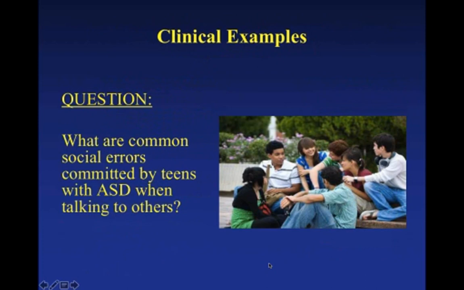So I'm going to give you some clinical examples here through video, but to get started, we want to think about what are some common social errors committed by teens with autism spectrum disorders when talking to others. We kind of already talked about some of them, but I'm going to show you some clinical examples of what we often find in our clinical population here.